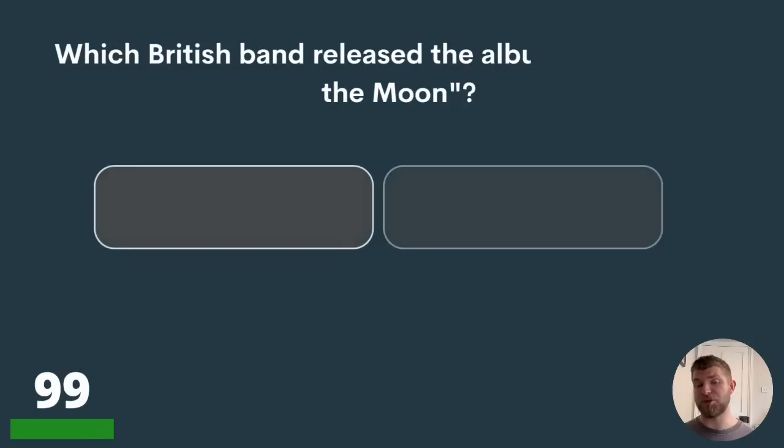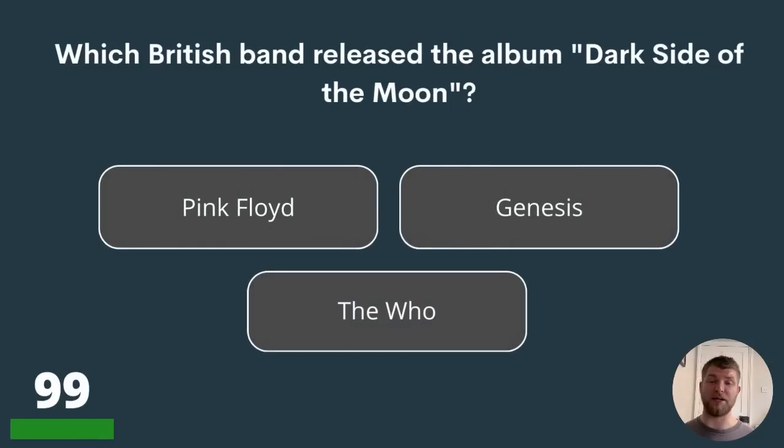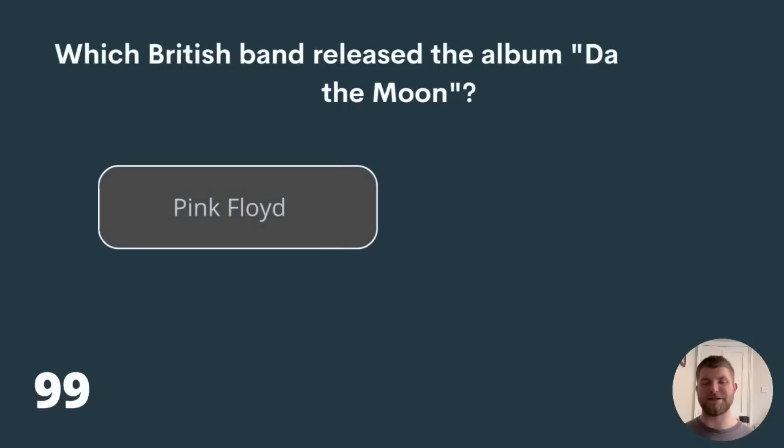99. Which British band released the album Dark Side of the Moon? Pink Floyd, Genesis, or The Who? One of the most famous album covers in history. The answer is Pink Floyd.